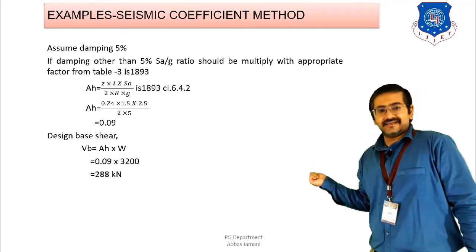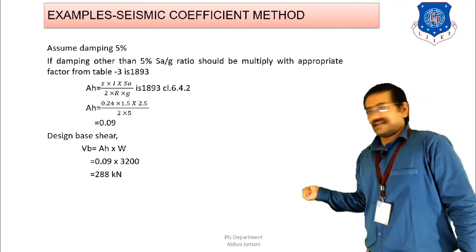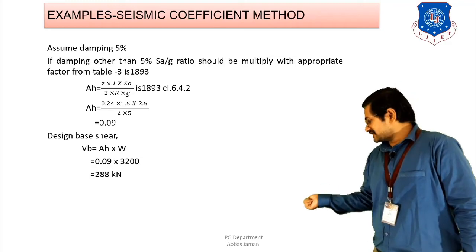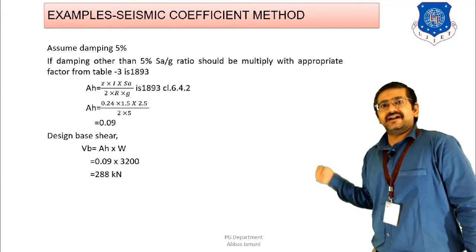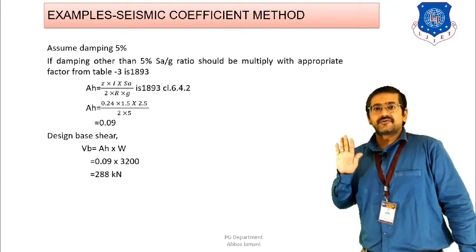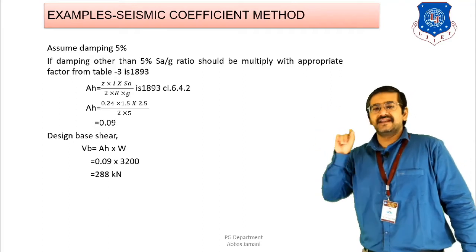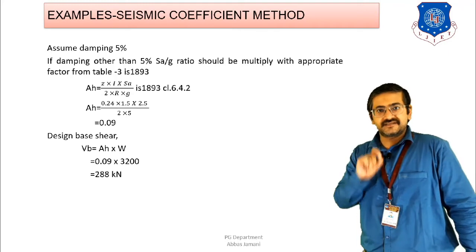So Vb is equal to Ah into W. Ah will be equal to 0.09, and W is the seismic weight, that is 3200 kilonewton. Therefore the value of Vb is equal to 288 kilonewton, right? So 288 kilonewton is the total load that is expected to act as a lateral load along the height of the building in X direction. That is what the term base shear is going to help us indicate, right?